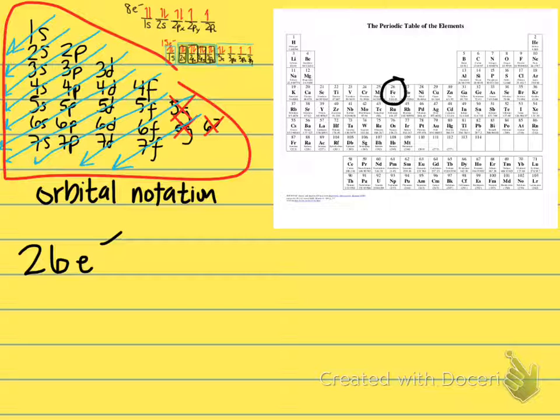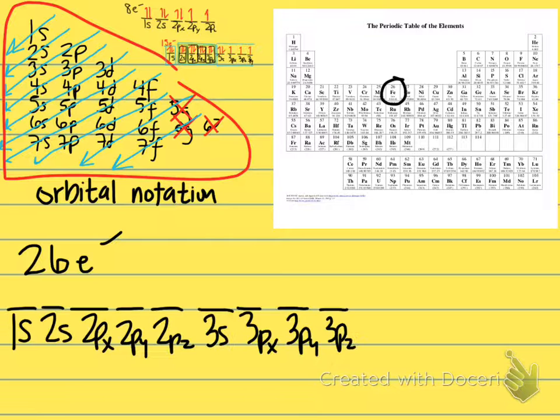Okay, so 26 electrons. How far out do we have to go here? After 3p, what do we fill next? Look at your subshell filling diagram. So 1s, 2s, 2p, 3s, 3p, 4s. After 4s, what are we going to fill? 3d.